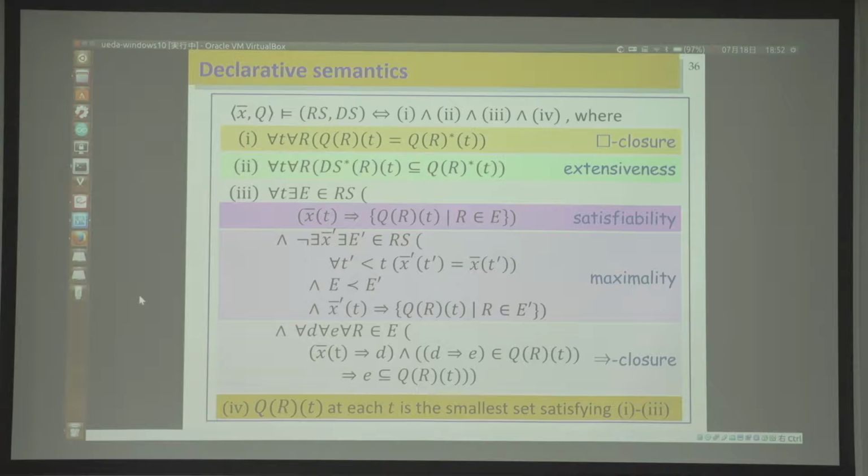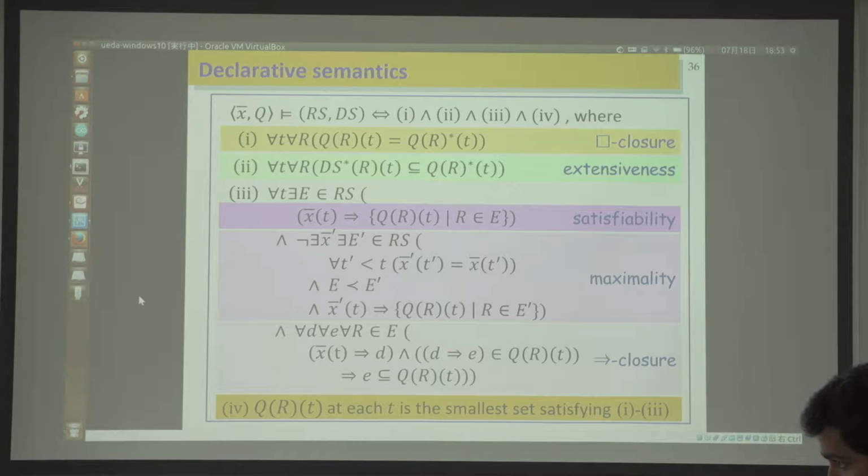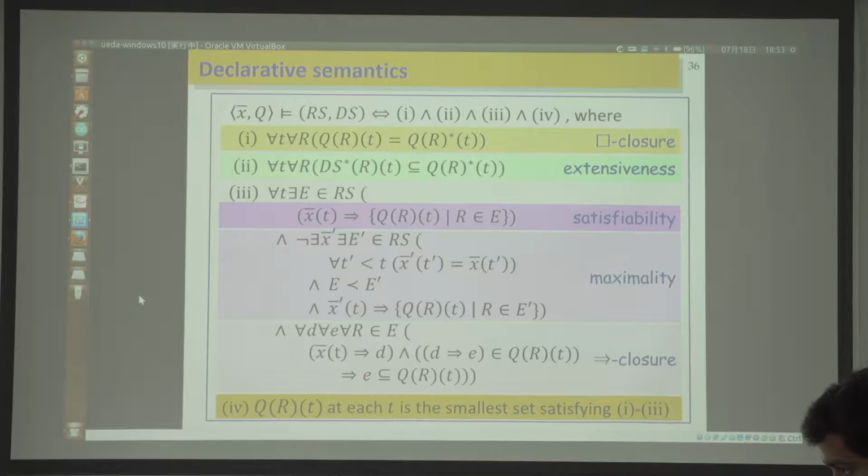The third part is about the closure. Suppose that you chose some rule, and that rule is a conditional rule with some conditional guard d and a consequent e. Suppose that your trajectory satisfies this condition d at time t, and you have a rule saying d implies e. Then this consequent should be in the set of constraints you are considering now. This means that you should take some deductive closure of these conditional rules.